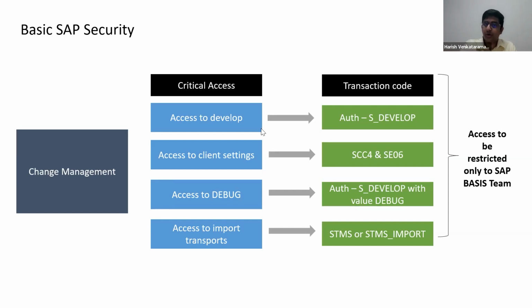So I'm just giving here the authorization object of S_DEVELOP, but it also involves certain authorization values that need to be assigned and other things, right? With the authorization object of S_DEVELOP with the value of debug, and activity as 01 and 02, what happens is this will grant users access to debug.